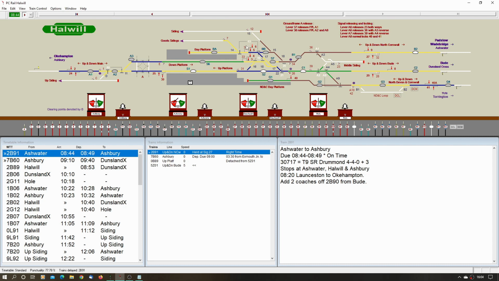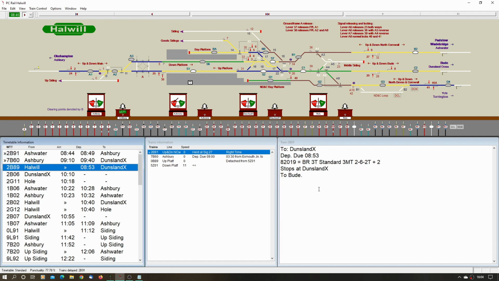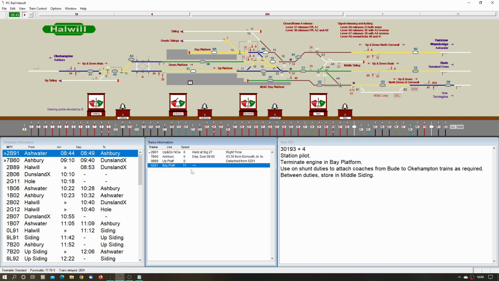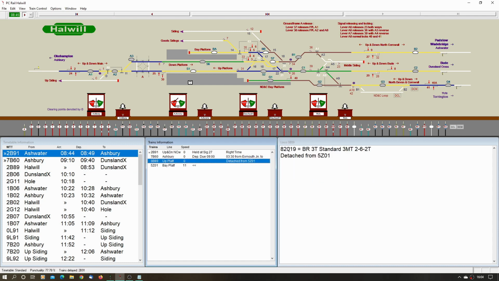So as soon as he's clear or gone inside there, he's going to come back out again with 2 coaches to couple the back of this passenger train coming in, and this locomotive standing in the up platform is going to wait for the one from the bay platform. And he's not got a lot of time. He departs at 8:53, and just to check, it's 82019. You could always check the number, and that's the one, 82019.